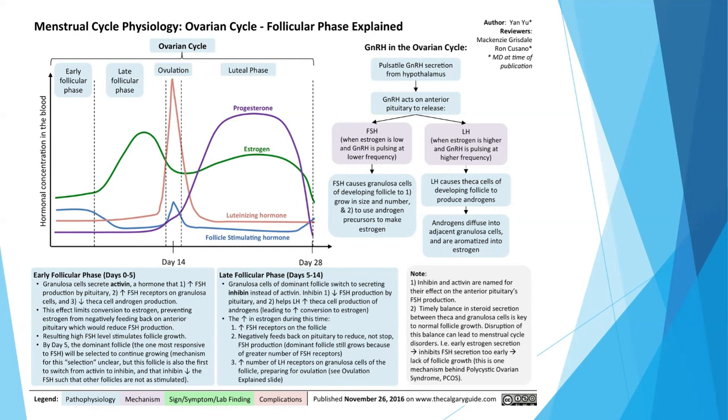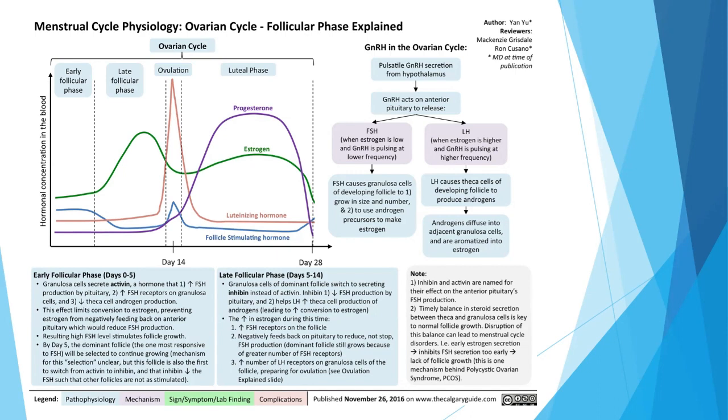Then there comes the late follicular phase. The granulosa cells of the dominant follicle switch to secreting inhibin instead of activin. The inhibin decreases the FSH production by the pituitary and helps the LH increase the theca cell production of androgens. The increase in estrogen during this time increases the FSH receptors on the follicle. Again, there will be more maturation. It negatively feeds back on the pituitary to reduce, not stop, FSH production. There is an increased number of LH receptors on granulosa cells of the follicle, preparing for ovulation.